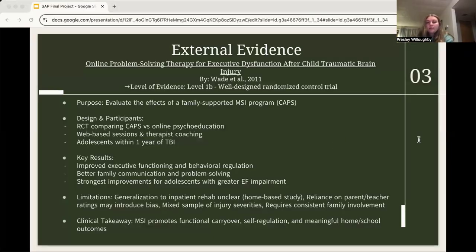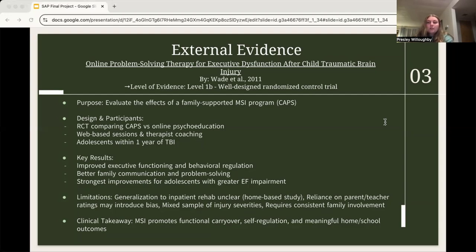The first MSI study I examined was Wade et al. from 2011, a level 1B randomized control trial evaluating the effects of counselor-assisted problem solving, or CAPS. This family-centered MSI intervention was delivered via web-based modules combined with therapist coaching. The results showed significant improvements in executive functioning, behavioral regulation, and family communication.